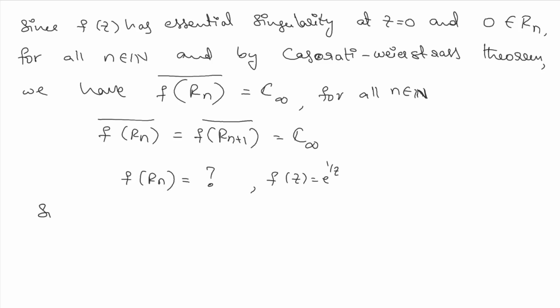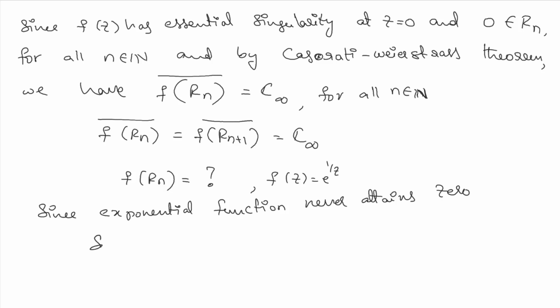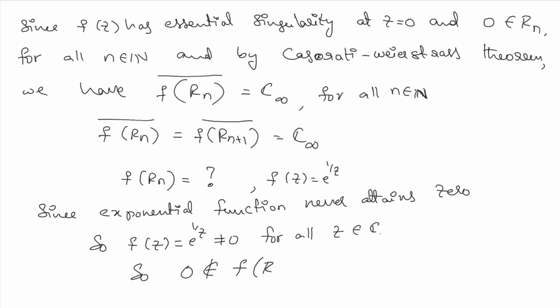Since the exponential function never attains 0, f(z) = e^(1/z) is not equal to 0 for all z in C. And so 0 does not belong to f(Rn).